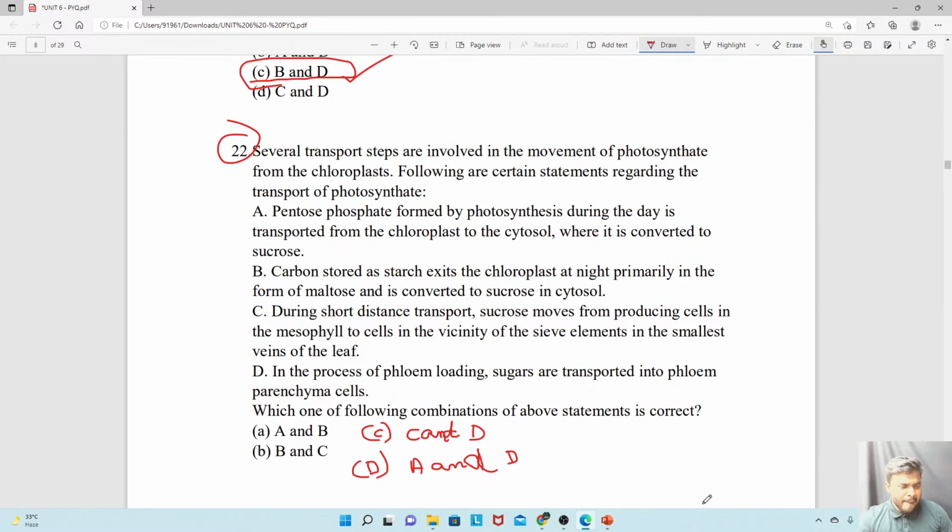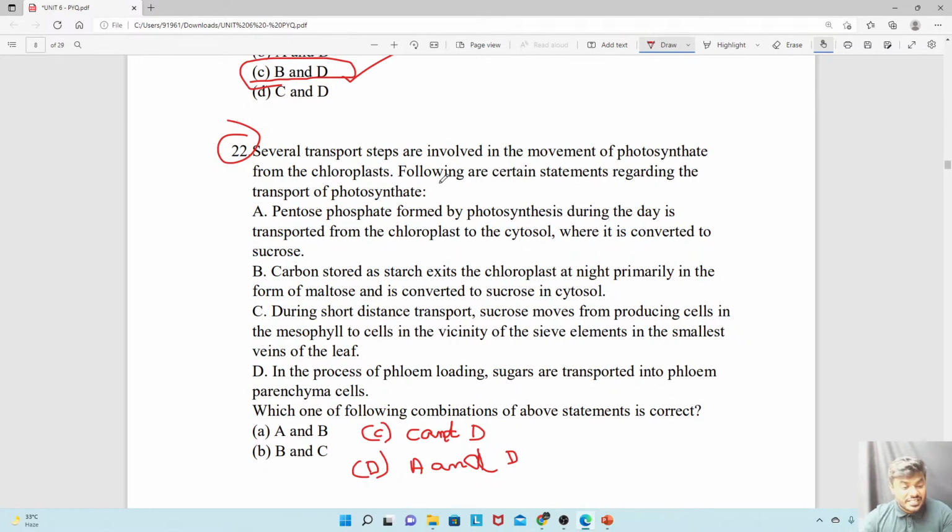Give me the correct answer, friends. Think it, please think it. Okay, 22. What is the answer? Most of the people say that C, D. Okay, anyone else? 22, friends. It's an easy question. Look into the question carefully, all of you.